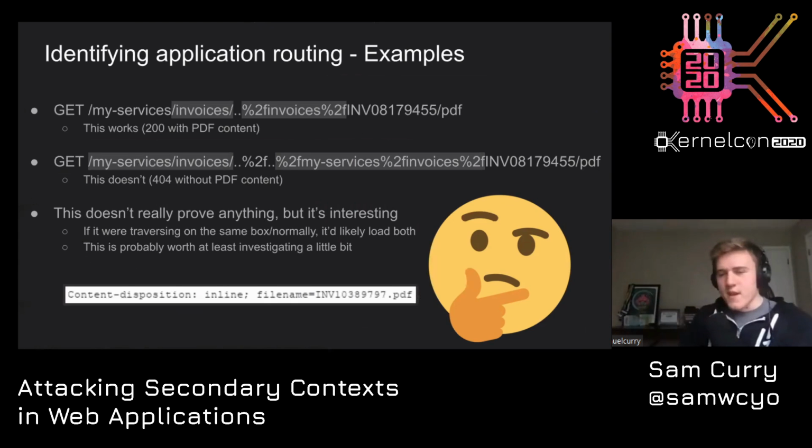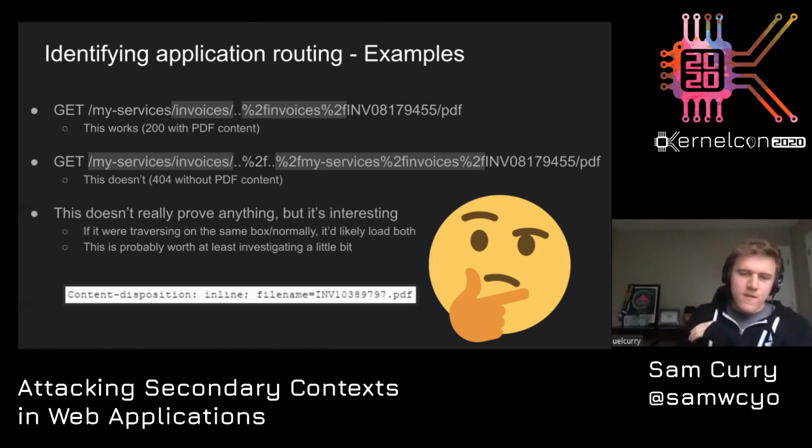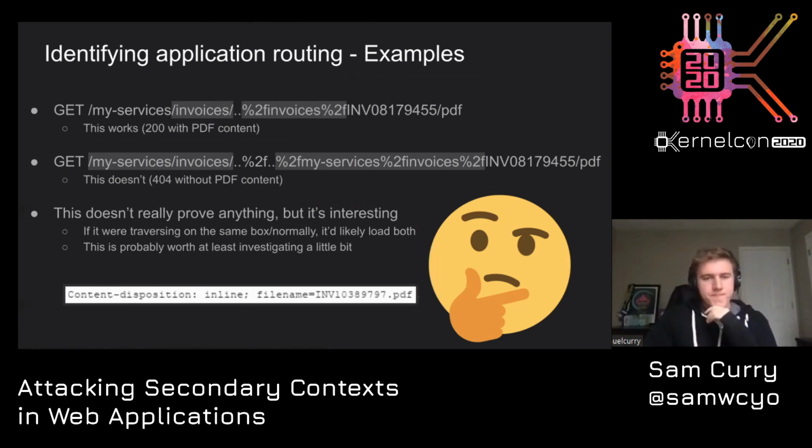So this is kind of weird, in the sense that if it were behaving normally, like a normal application that's normalizing URLs, then I should be able to hit it in both contexts. But the first one works, the second one doesn't. So maybe invoices is a directory on a second host. I explored that a little bit further. And let's see. Google Slides is killing me.